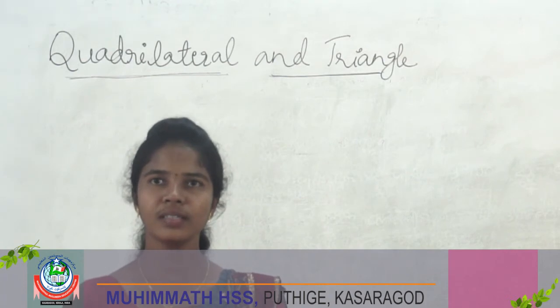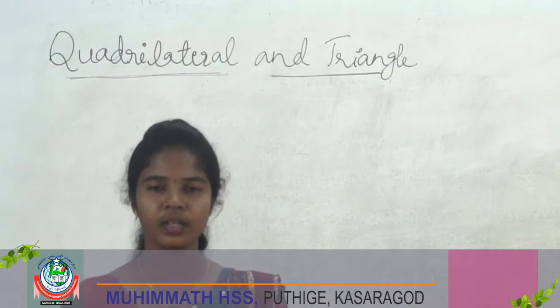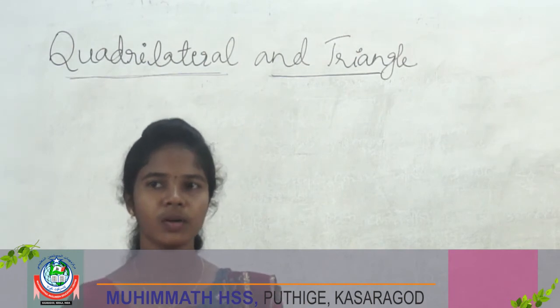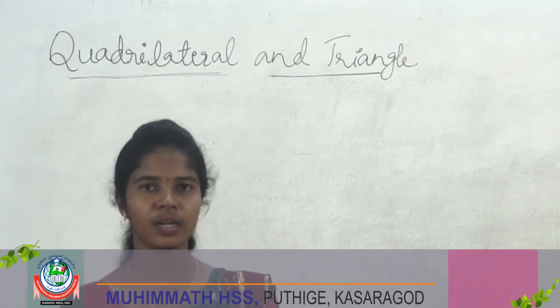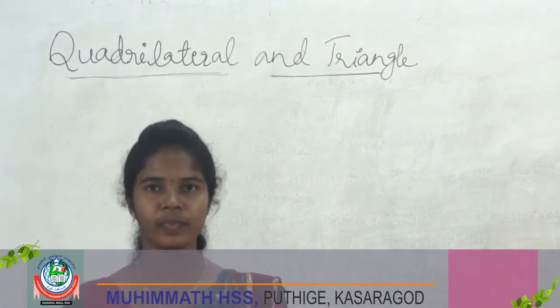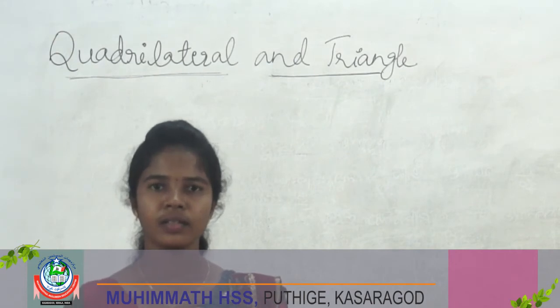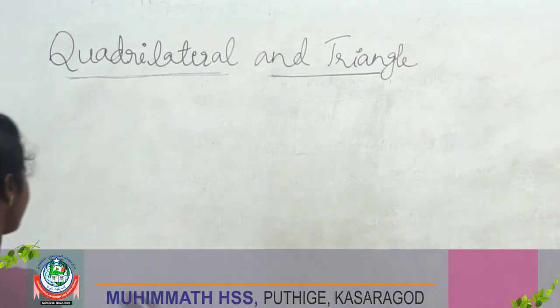Today we are going to learn about a new topic, that is quadrilateral and triangle. In 8th standard we learned different types of quadrilaterals, for example square, rectangle, parallelogram, rhombus, etc. And we also learned to calculate their areas. But here we are going to draw a quadrilateral. You know that a quadrilateral does not have a proper shape. So listen.